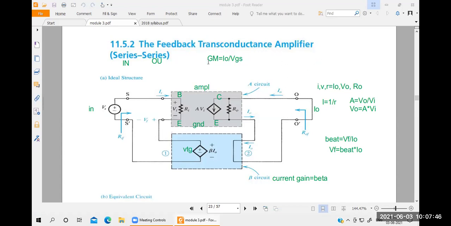Transconductance means what here? The gm equation. Gm is I naught divided by VGS. So gain is directly proportional to current and inversely proportional to voltage. Remember this: transconductance is directly proportional to current and inversely proportional to voltage. Here, when you come to transconductance, we can change the output current by changing the input voltage.